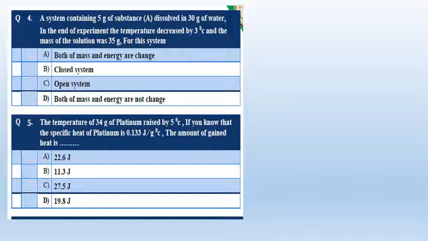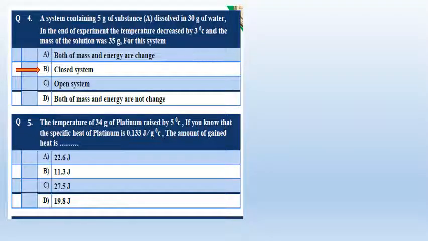Pay attention. The mass doesn't change here, so there is no change in matter. I start with 5 grams of a substance dissolved in 30 grams of water, so the mass here will be 35. At the end of the experiment, the mass is still 35 grams. So here there is no change in matter, but the temperature decreased by 3 Celsius degree. So there is a change in temperature. I can conclude that the change here is in energy, not in matter. And this will be a closed system for sure.